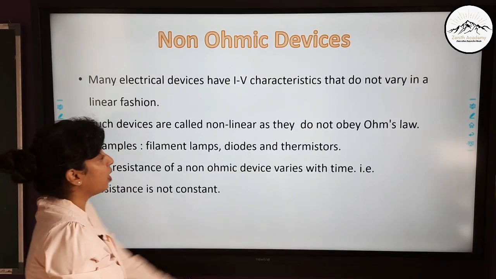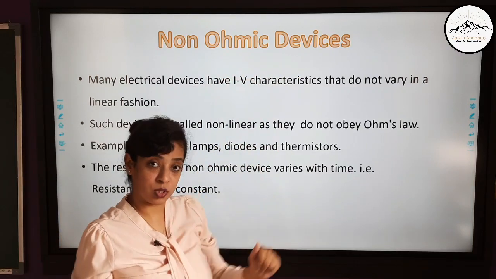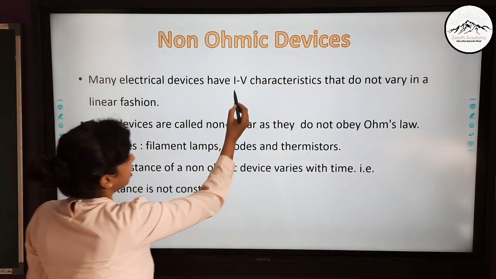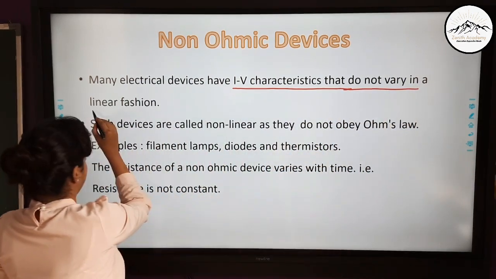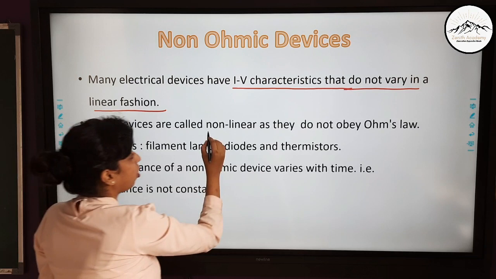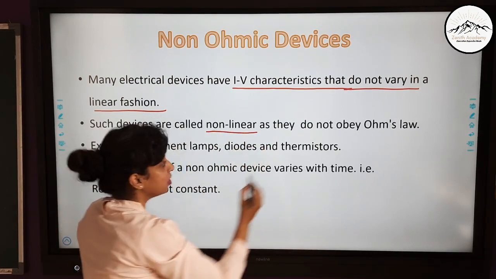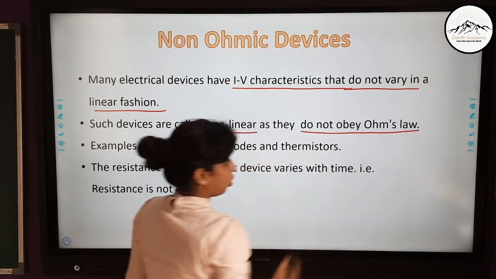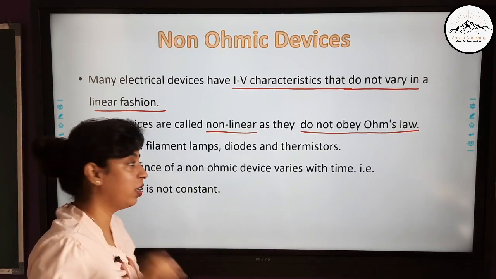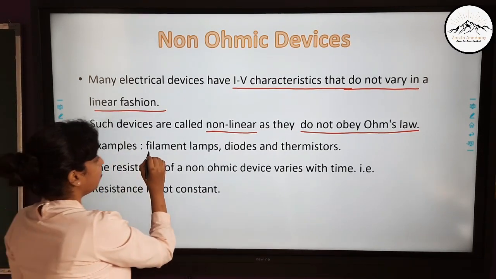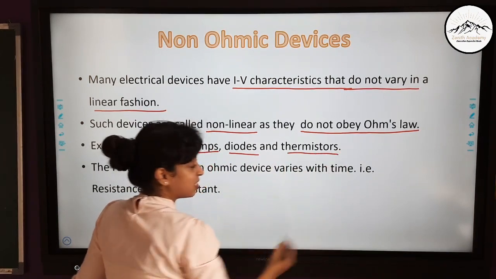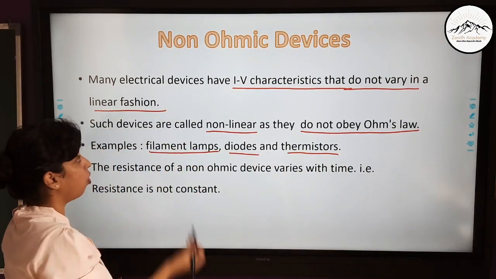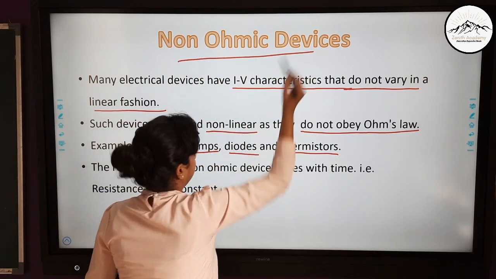But there are non-ohmic devices also. Many electrical devices have IV characteristics that do not vary in a linear fashion. Such devices are called non-linear as they do not obey Ohm's law. That is why the relationship is not linear. Now what are the examples? Filament lamps, diodes, thermistors, LEDs. These are all examples of non-ohmic devices.